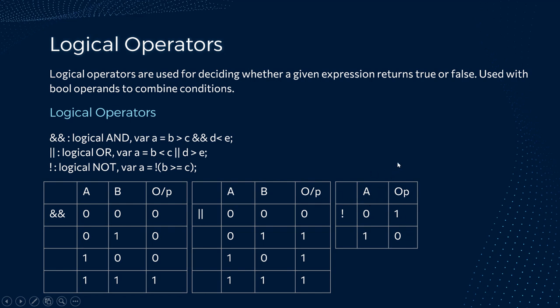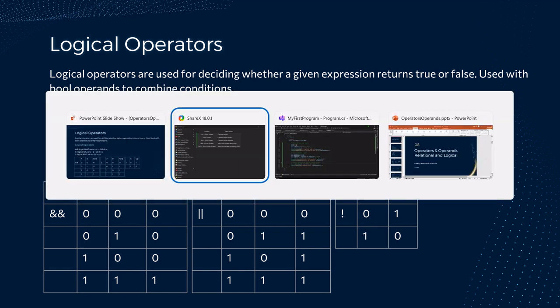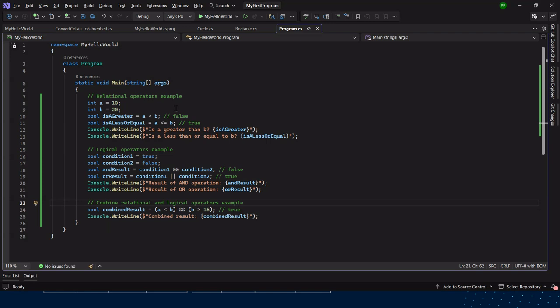So let's quickly jump into the code, and then we'll look at how it behaves. Okay, so I have prepared this small program to look at it in a faster way. So in relational operators, see the relational operator example.